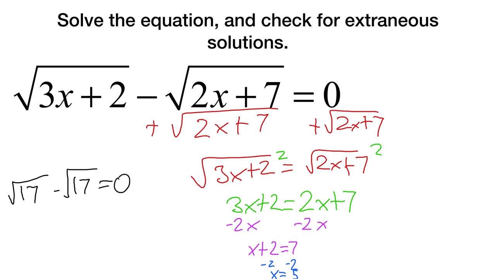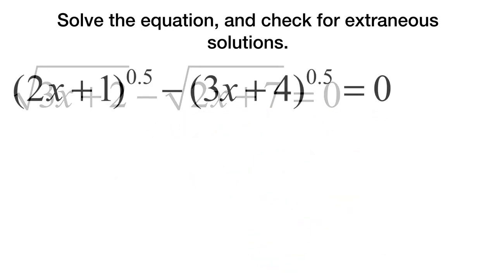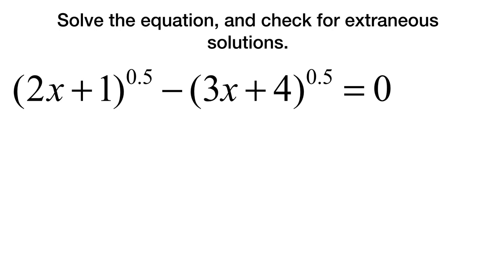Is the square root of 17 minus itself 0? Yes, it is, so we're good. Yay! All right, let's try this one. So you'll notice this time it says 0.5. Remember, x to the 0.5 is the same as the square root of x. Meaning, we're really just going to do the same thing.